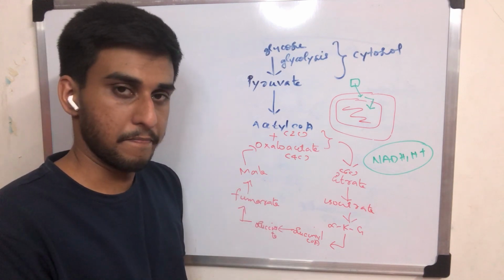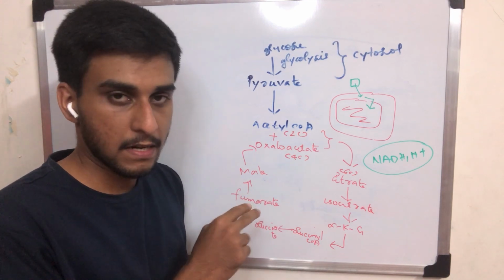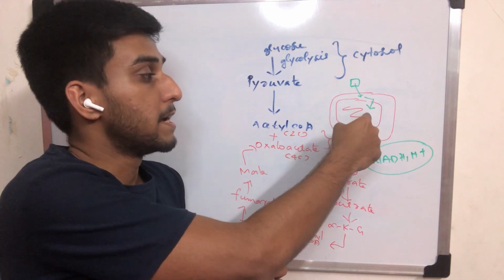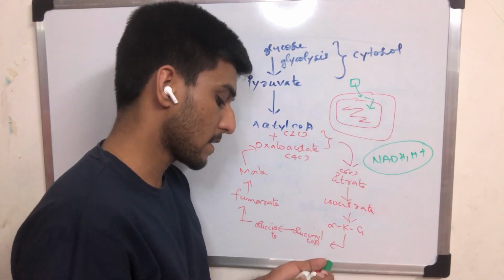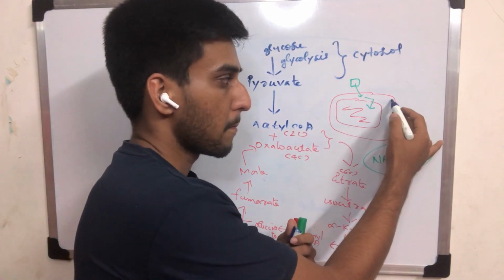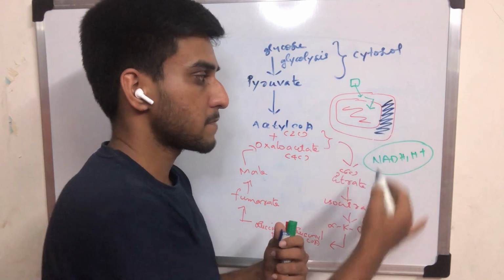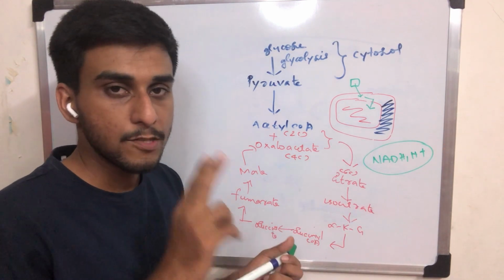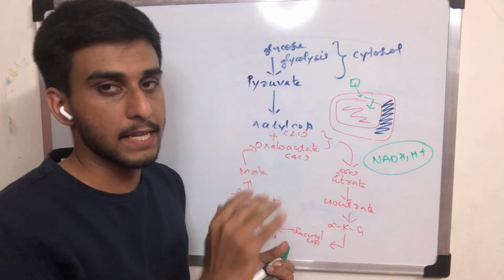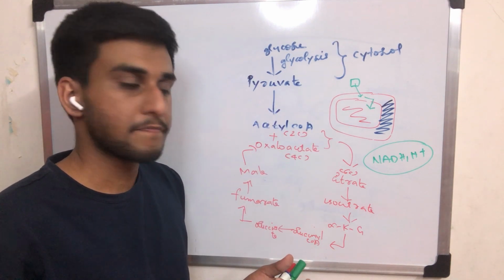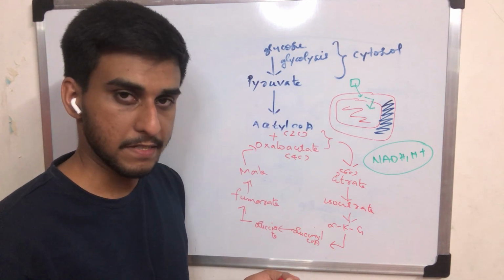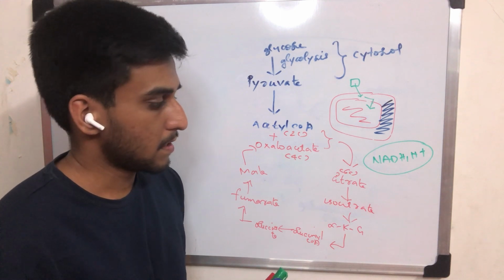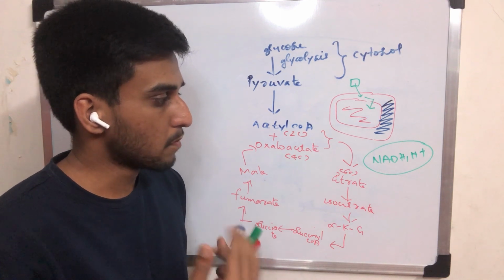Where does this TCA cycle occur? It occurs in the mitochondrial matrix. This is known as the mitochondrial matrix. This is the intermembrane space. Intermembrane space means the space in between the two membranes, the outer membrane and the inner membrane of the mitochondria. I think you understand it. So now we can go much deeper.